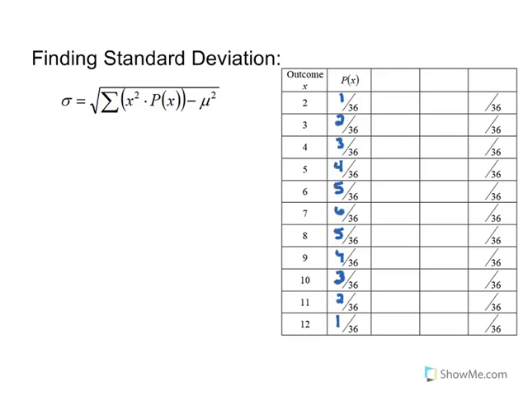So now we need the x times p of x. And we had done that yesterday as well. Okay, so I'm going to shorthand it. These are all out of 36, but I'm just going to write down all the numerators to make this a little bit quicker. So I've got 2 out of 36, then 6 out of 36, 12 out of 36, 20 out of 36, 30 out of 36, 42 out of 36, 40, 36, 30, 22, and 12. And again, these are all out of 36.